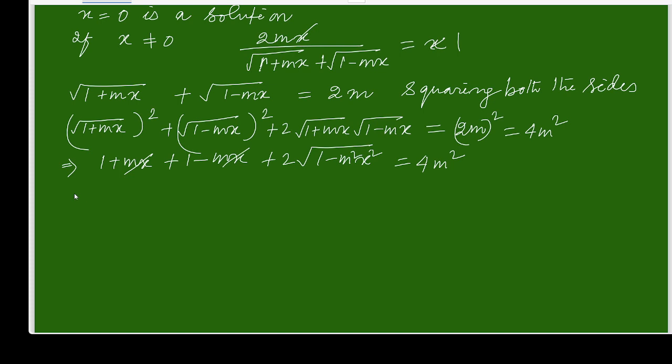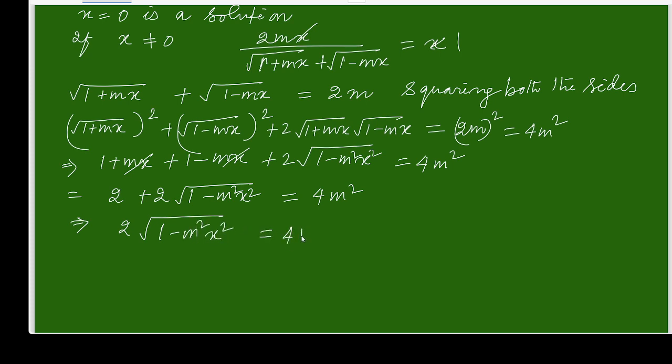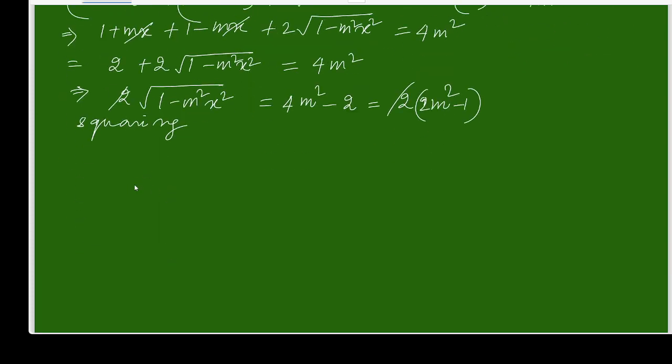Here mx is cancelled. I'm getting 2 plus twice under root 1 minus m square x square is equal to 4m square. Shifting 2 to the right side, I'm getting 4m square minus 2. Now I'm taking 2 common, I'll get 2m square minus 1. 2 cancels. Now again squaring, because I don't want this square root. I want it to be rational.